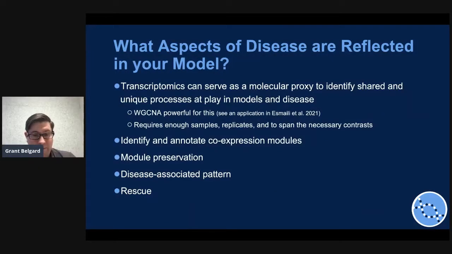Models are models. They are not the disease. Bioinformatics can help better understand the nature of your model and what aspects of the disease they reflect, or importantly, do not reflect. Transcriptomics, comprehensive studies of gene expression, is one reasonably cost-effective way to start to get some insight into molecular processes that are perturbed in case control studies of patient tissues as compared to your model.